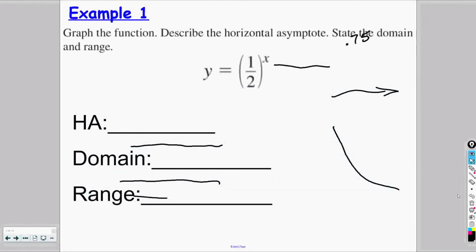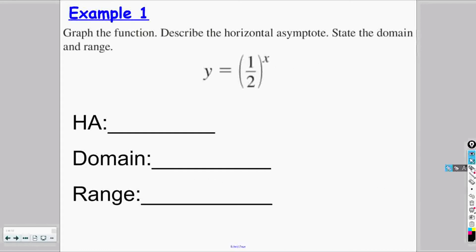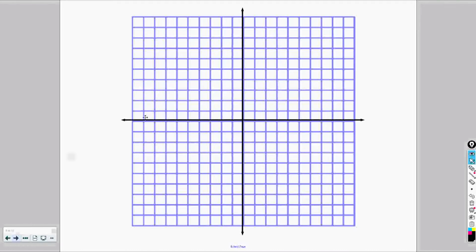Here we go. Clear the board here. All right, so we're going to graph the function y equals 1/2 to the x power. And of course, we're going to talk about these features later. What I want to do is get to the graph right away, create our t-chart, and then we'll go back and answer some of these questions about the horizontal asymptote, domain, and range. Once we discover what's happening here, then maybe we can use the function to figure out those features even before we graph it.